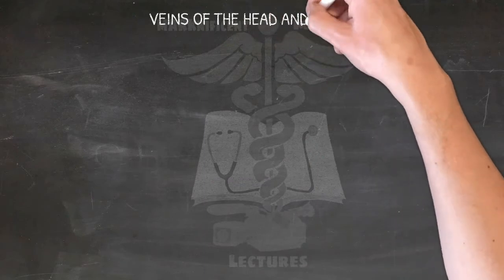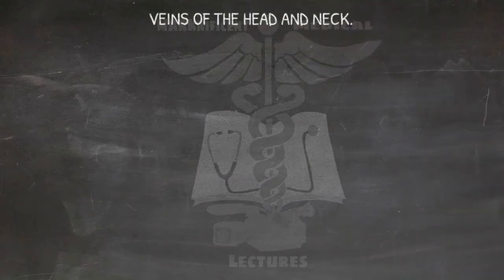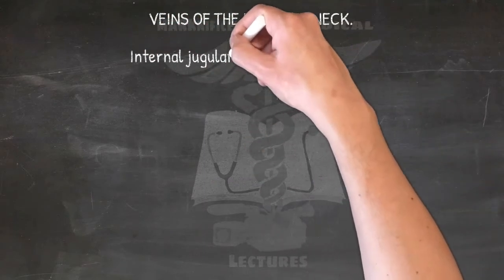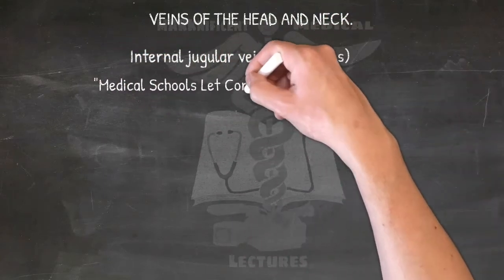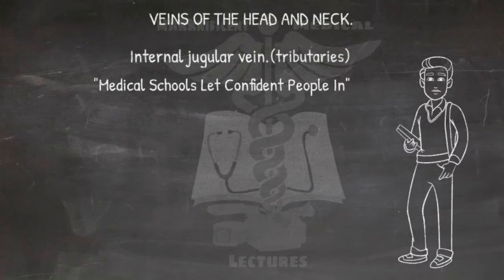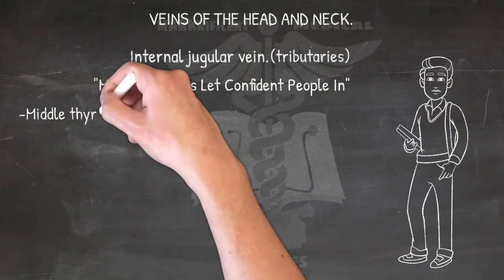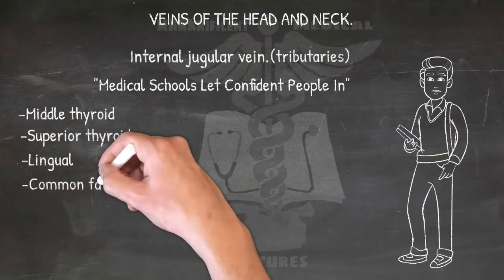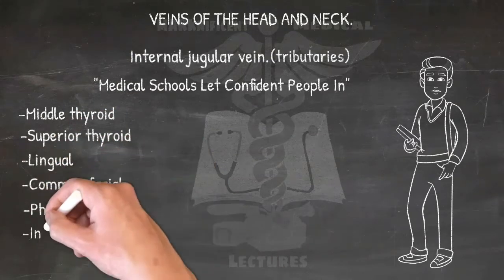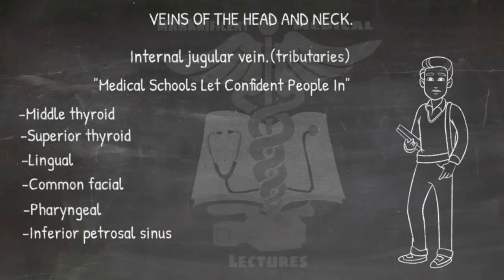Veins of the head and neck. Internal jugular vein tributaries. Medical schools let confident people in. Well, actually they do. From inferior to superior: middle thyroid, superior thyroid, lingual, common facial, pharyngeal, and inferior petrosal sinus.